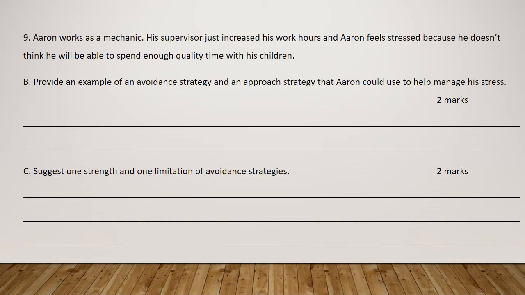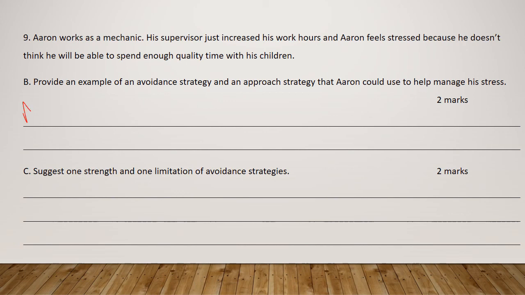Okay, let's have a look at this one. So Aaron works as a mechanic and his supervisor just increased his work hours, and Aaron feels stressed because he doesn't think he'll be able to spend enough quality time with his children. So for the first question, provide an example of an avoidance strategy and approach strategy that Aaron could use to manage his stress. So this is 2 marks. So 1 and 1. Just make sure that you're always defining and giving an example. And with something like this, you'd also want to label which is which.